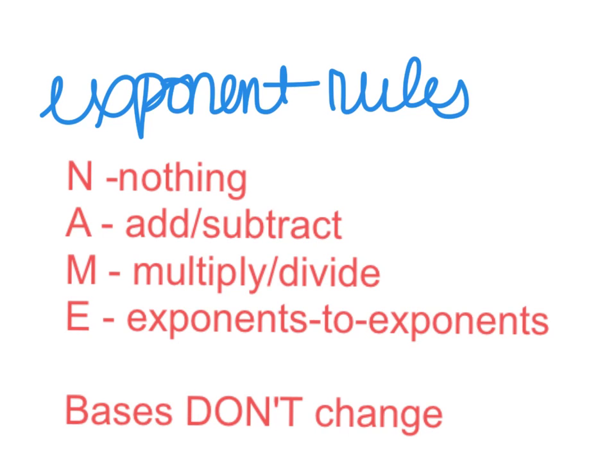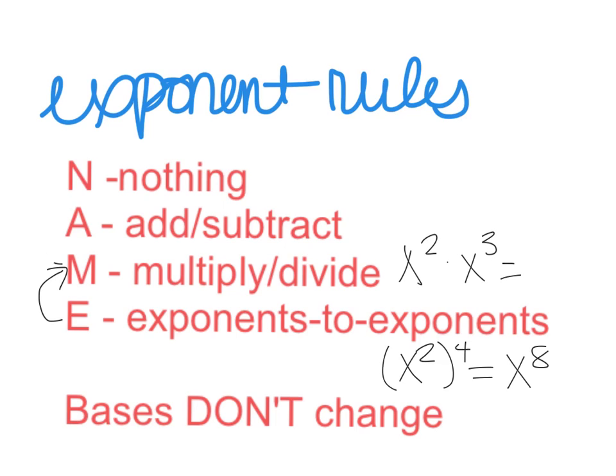So today we added our last exponent rule. If you remember the acronym name, it will help you with your exponents. We added in the exponents to exponents rule, which is where if we take x to the second to the fourth power, then our exponent to exponent rule says we multiply those together and we get x to the eighth. If we're multiplying, like x to the second times x to the third, we add our exponents, which would be x to the fifth.